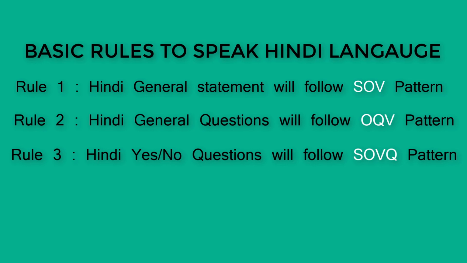To speak a language, we need 2 basic elements. Number 1, we need words. Number 2, we need the grammar rules to make the sentence with the help of words.